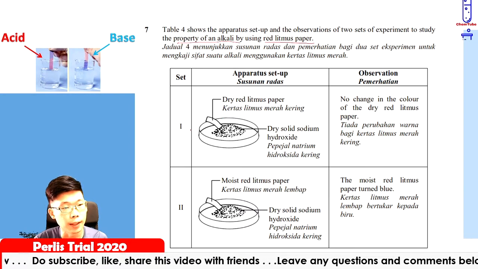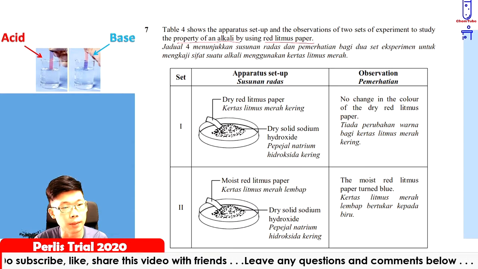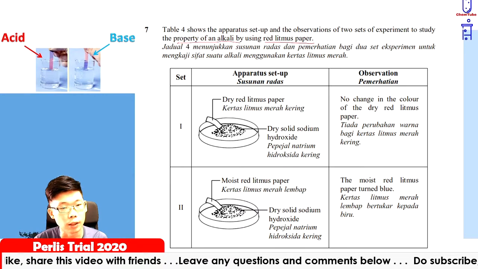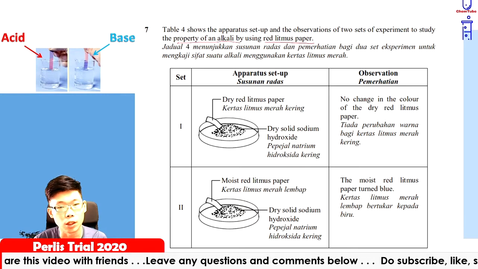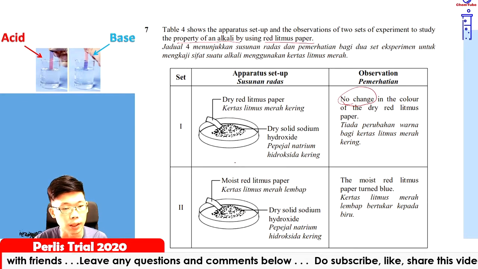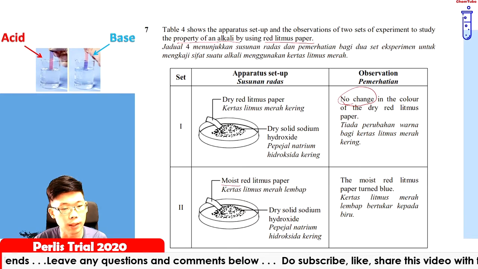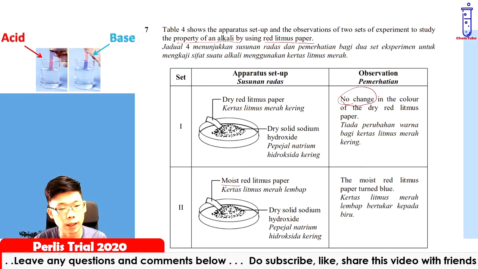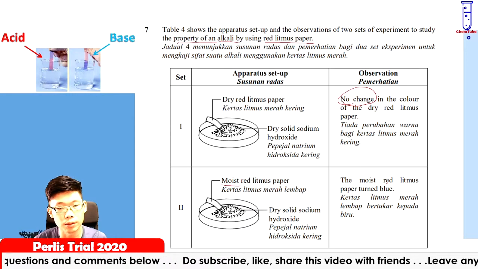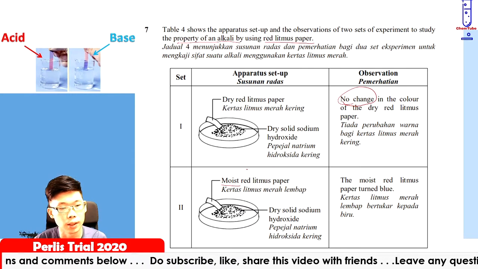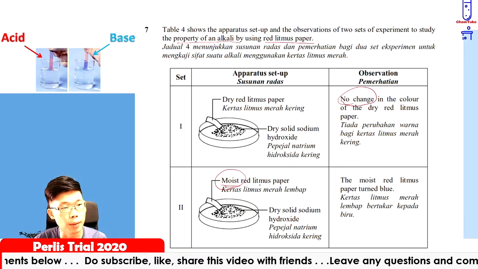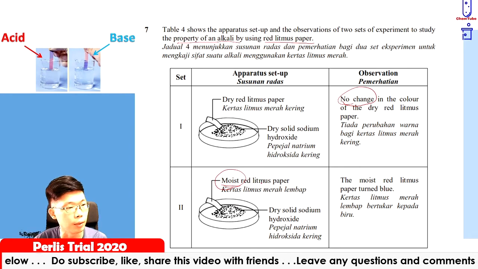Now set number 1: dry red litmus paper put into dry, solid sodium hydroxide. No change in the color of the dry red litmus paper. But if you put the moist red litmus paper into the dry solid sodium hydroxide, the moist red litmus paper turns blue. Here, the word moist means it has the presence of water.